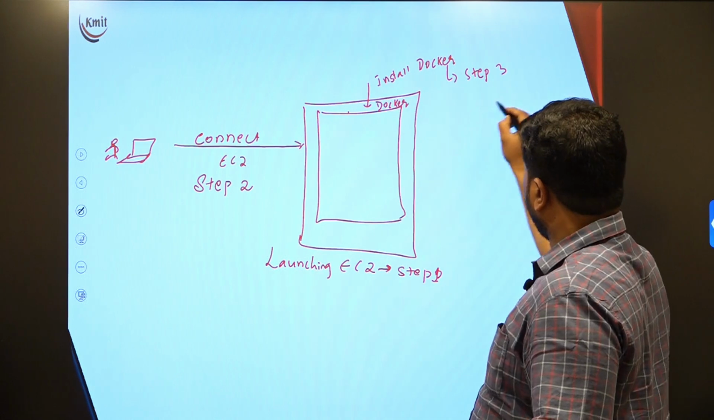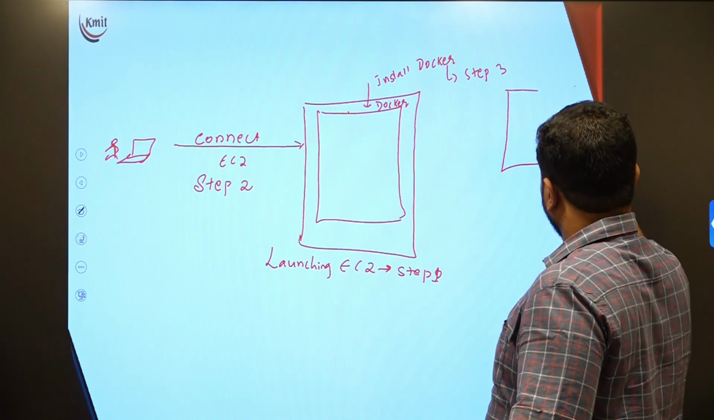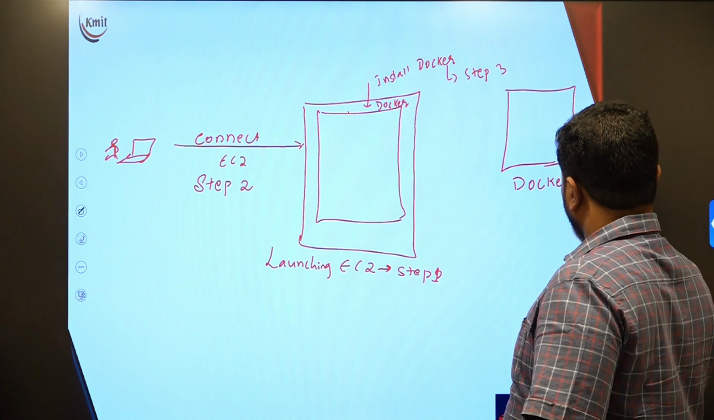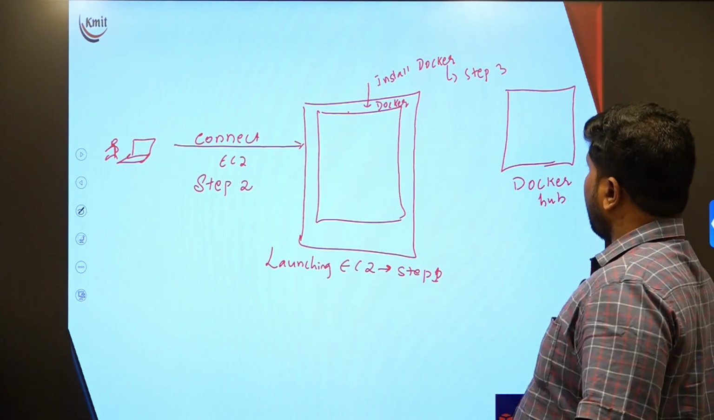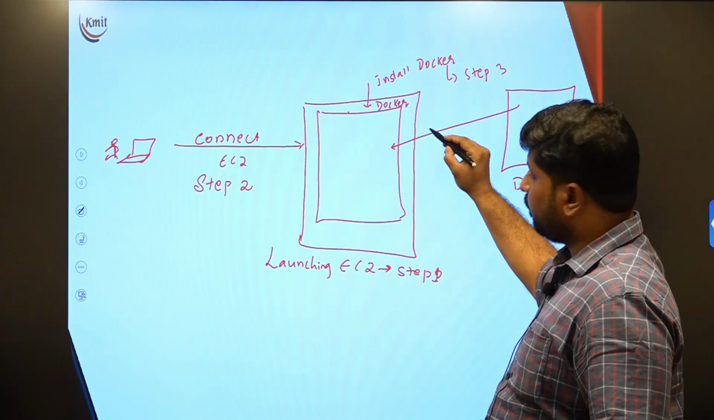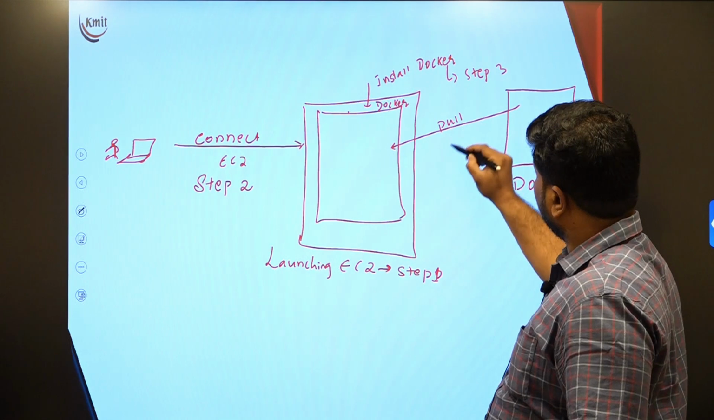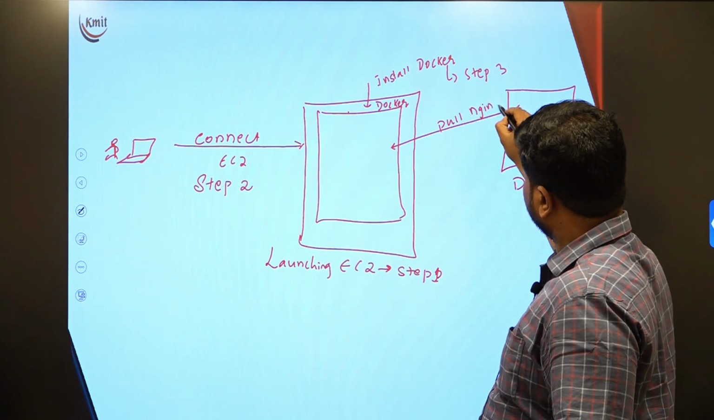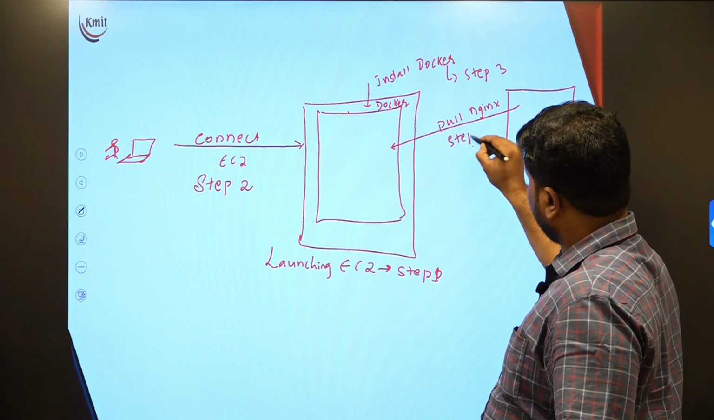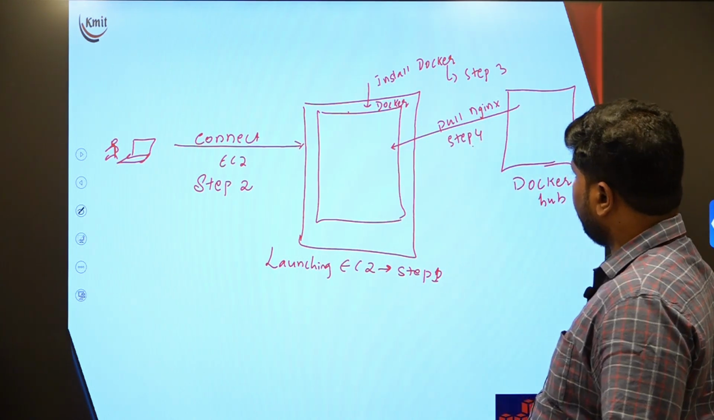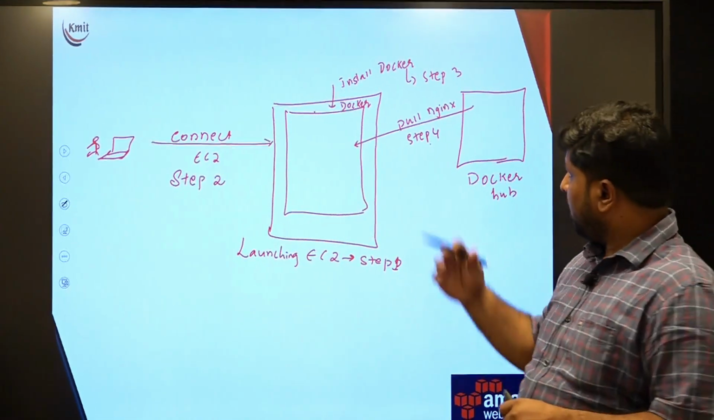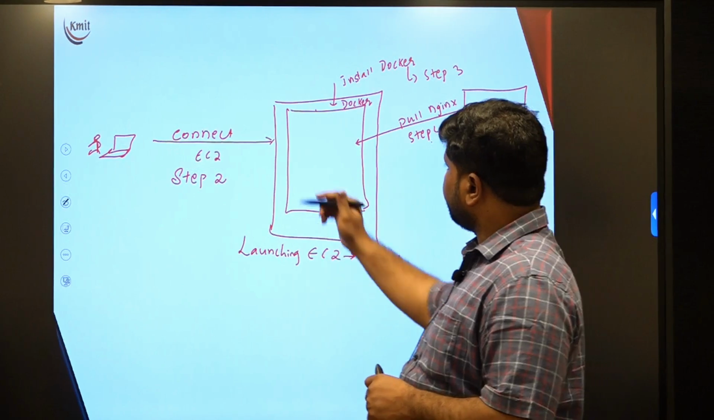Once Docker has been installed, then we'll open the Docker Hub repository, and from Docker Hub we'll pull the Nginx server, and this is treated as step number 4. From the Docker Hub, we will be pulling the Nginx server onto our EC2 instance.